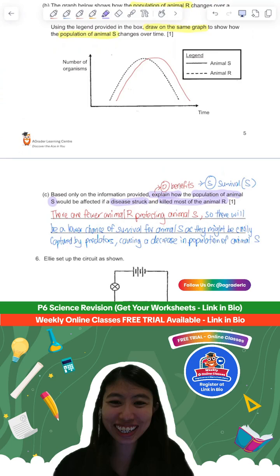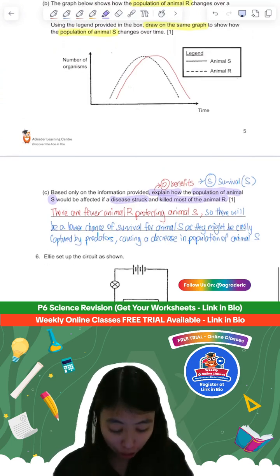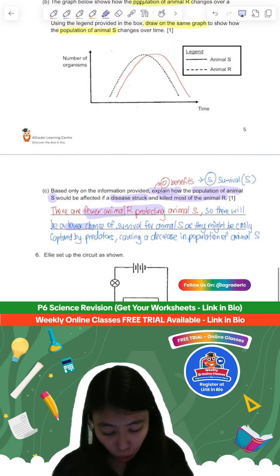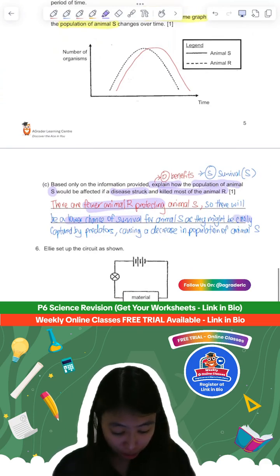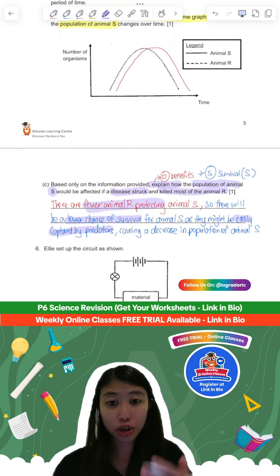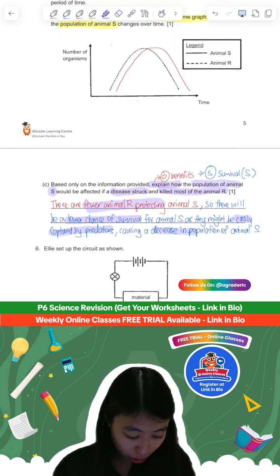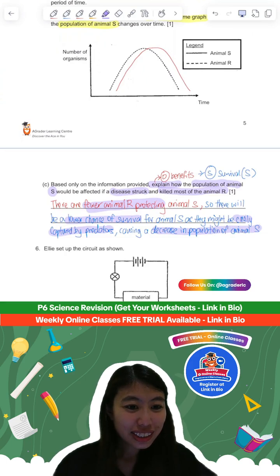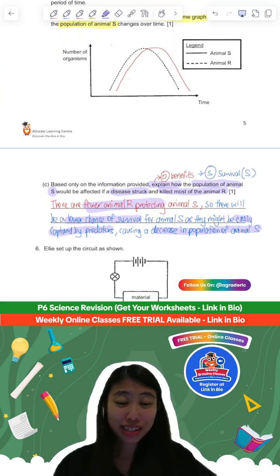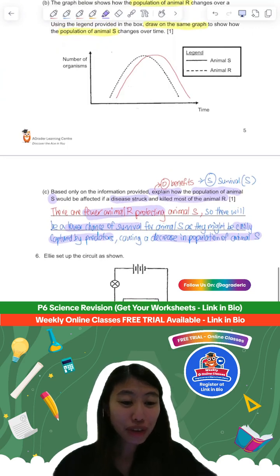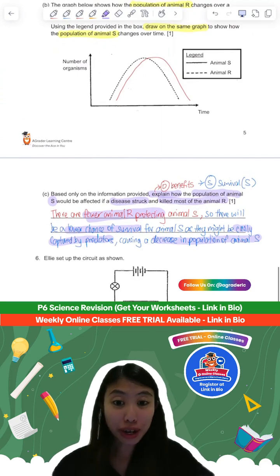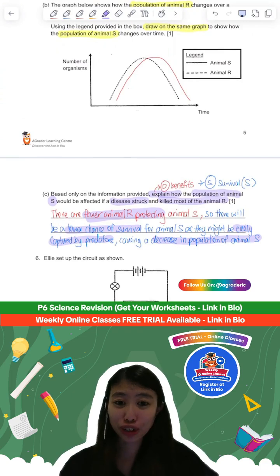I'm going to highlight the key thing. Always remember to mention that there are fewer animals protecting animal S. So, lower chance of survival, as they are easily captured or eaten up by predators. So there will be a decrease in population. Do you understand? Got any questions so far? Very good, Shine. We try to mention lower chance of survival, higher chance of survival. It will be better for food chain, food web, or population related questions.